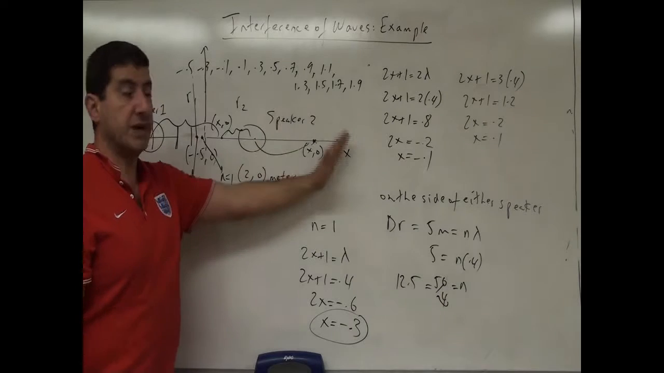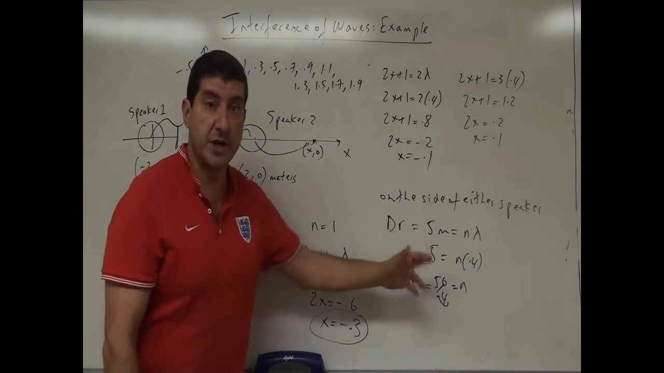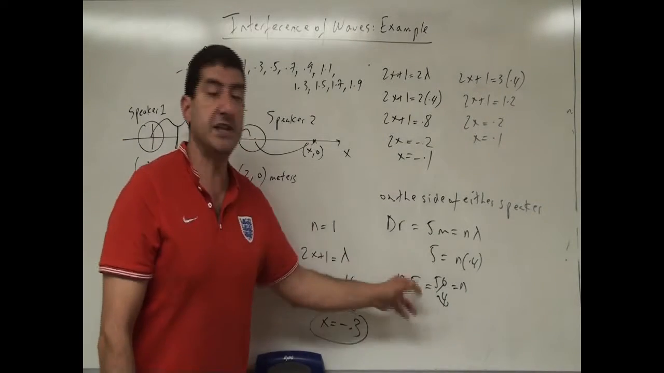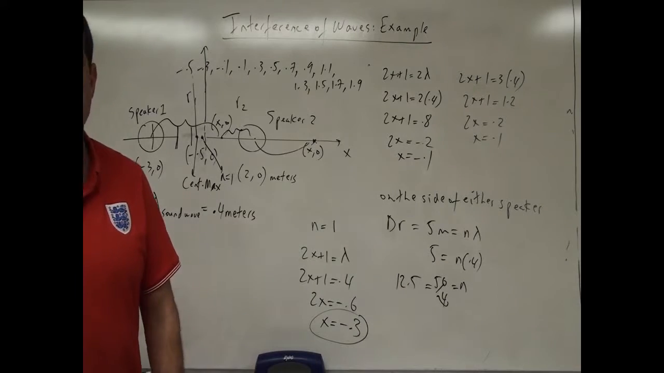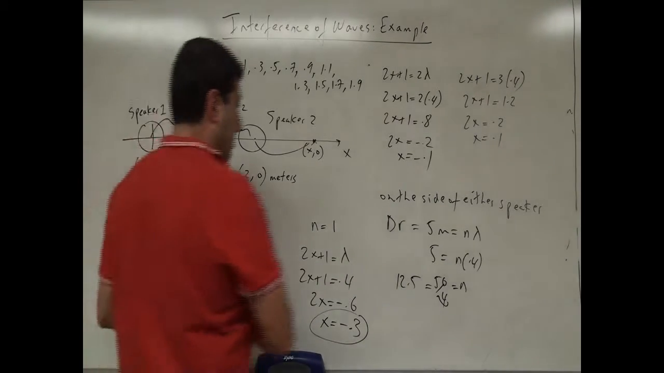So, no matter where you are on the right side of speaker 2 and on the left side of speaker 1, you never get constructive interference. Why? Because no matter where you are, the difference is 5 meters and it's not equal to an integer number of wavelengths, right? Now let's do the destructive interference on the x-axis, right?